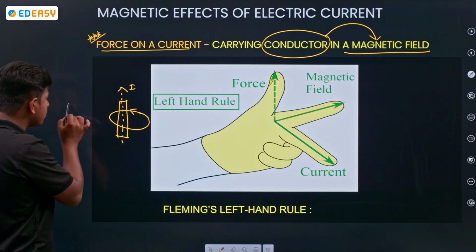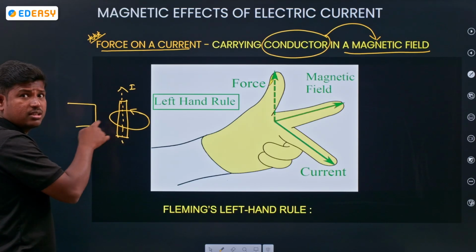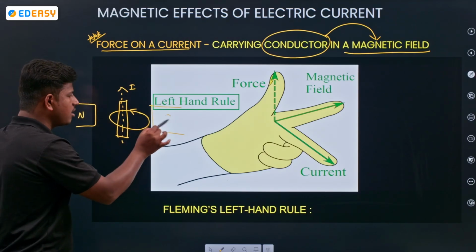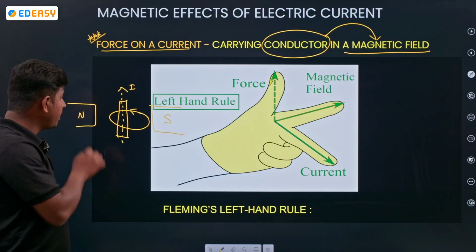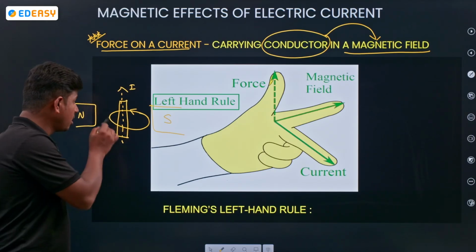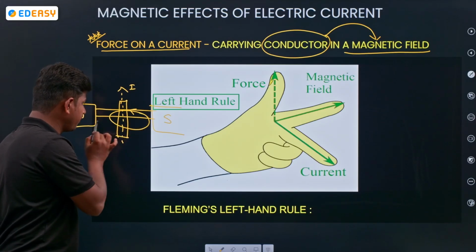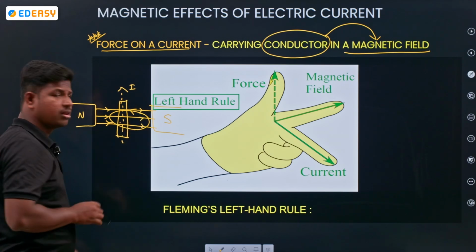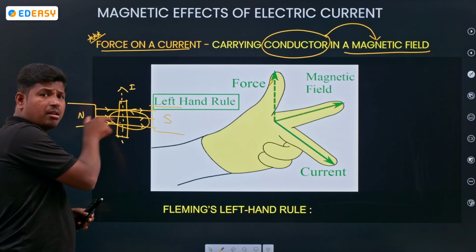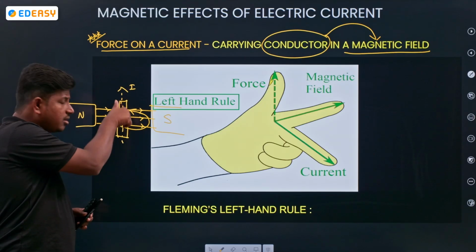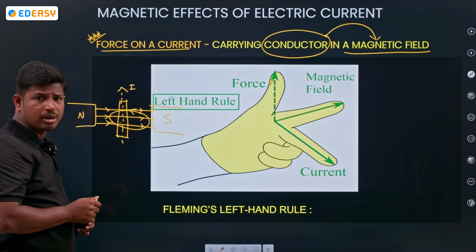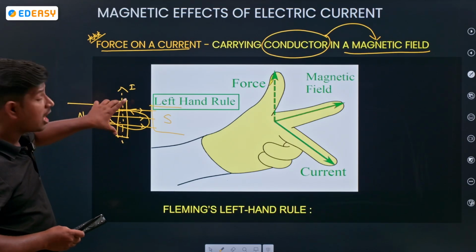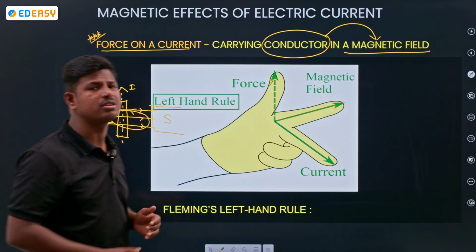All these things take place in between magnets. So I am taking a north pole and a south pole. Outside the magnet, the field lines go from north pole to south pole. In between the magnets, we place the current carrying conductor.